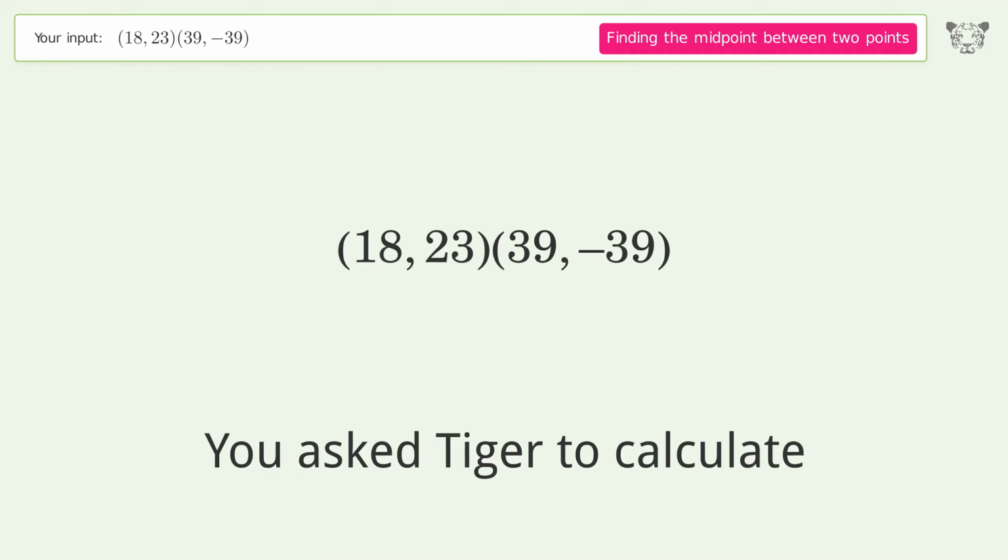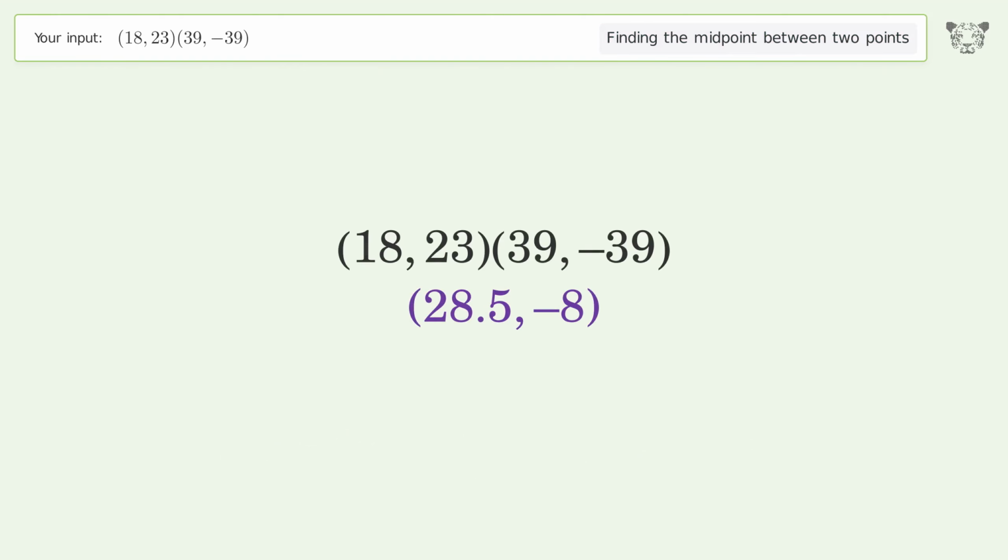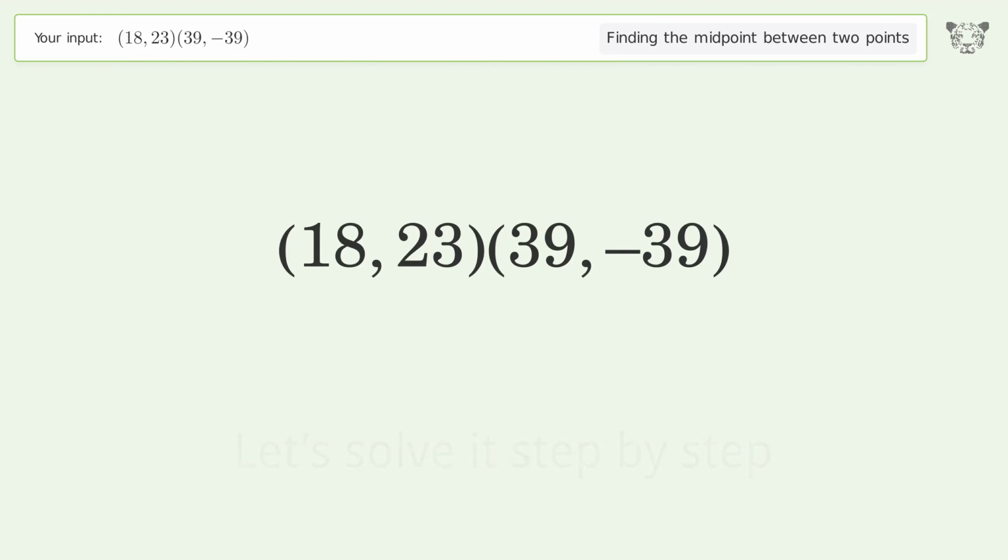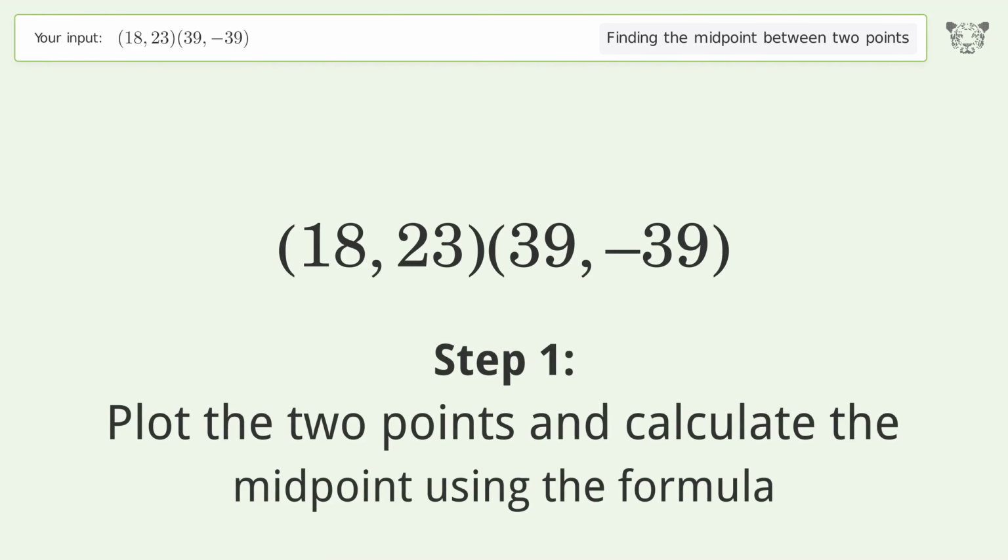You ask Tiger to calculate. This deals with finding the midpoint between 2 points. The midpoint between the 2 points is 28.5, -8. Let's solve it step by step. Plot the 2 points and calculate the midpoint using the formula.